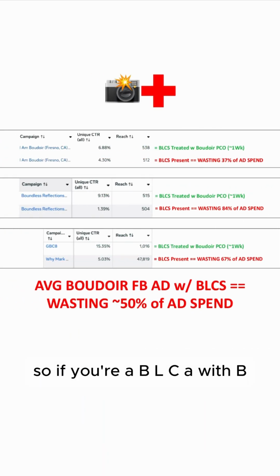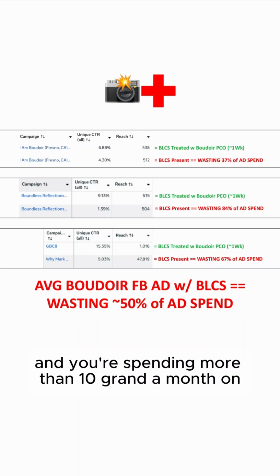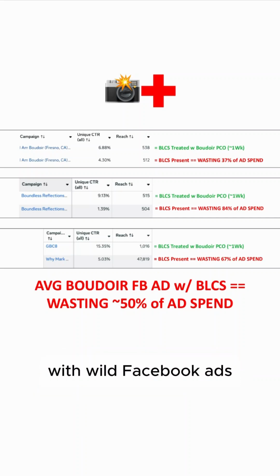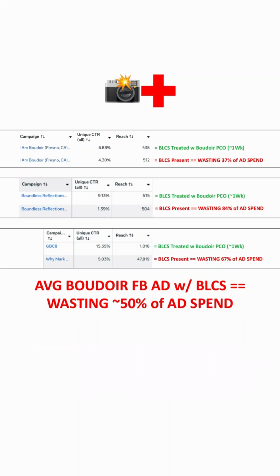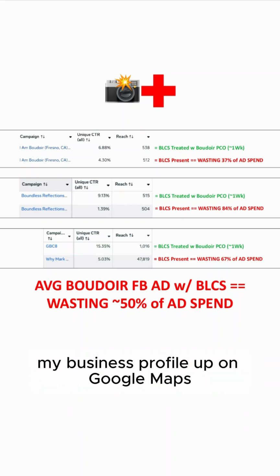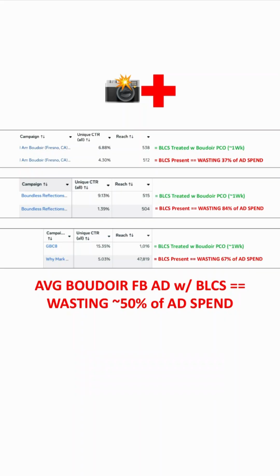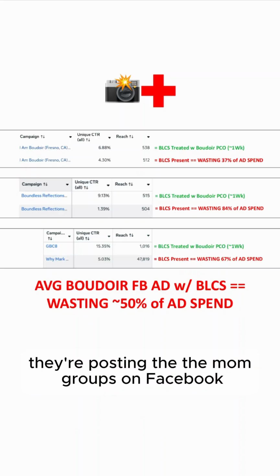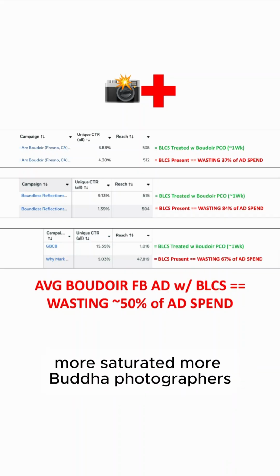So if you're a BLCA with BLCS, if you're a Boudoir low click advertiser with Boudoir low click syndrome, and you're spending more than 10 grand a month on Boudoir Facebook ads, and you're looking out into the marketplace, seeing it get more and more saturated. It seems like when someone gets a new iPhone, every single day someone's throwing up a new Google My Business profile on Google Maps saying they do boudoir photography, or they get a new camera, they're posting in the mom groups on Facebook saying they do boudoir photo shoots. And you see it's just getting more and more competitive, more saturated, more boudoir photographers.